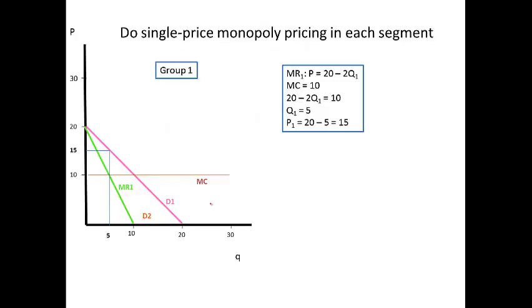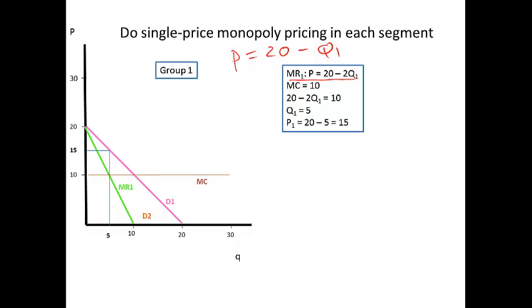Now, the way this works in some ways is really simple, and we already know it. Once you've done the segmentation, and given that the marginal costs are constant, all you do is single price monopoly pricing in each segment. So segment 1 had the demand curve P equals 20 minus Q1, and so the associated marginal revenue curve that bisects it is right there, P equals 20 minus 2Q1.